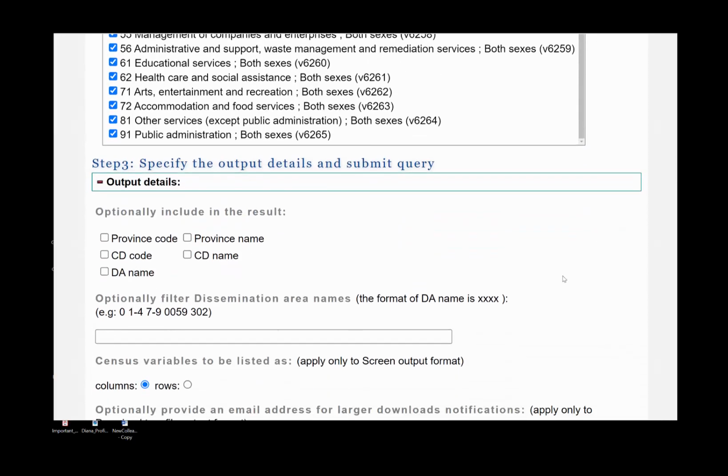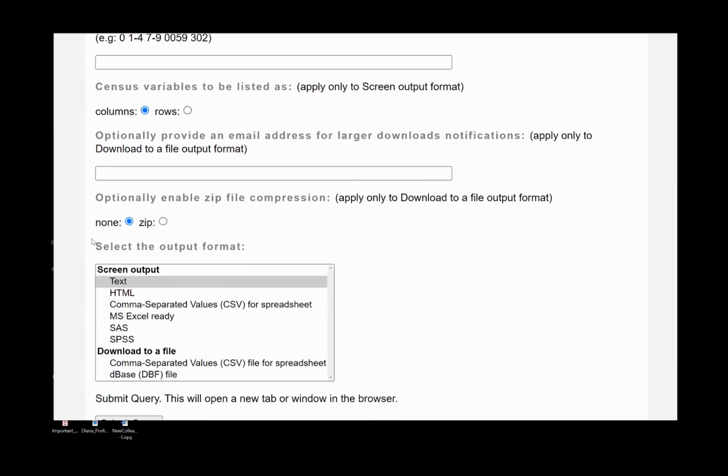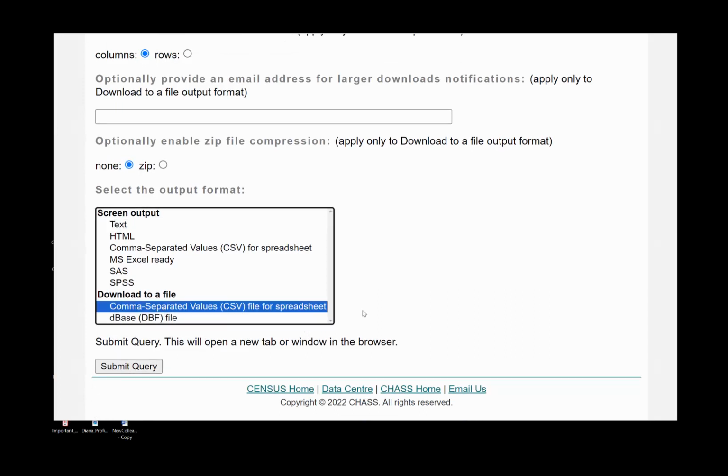So what do you want to output with? Well, because eventually you will match the data set with the spatial unit so that you can visualize the variables in a map. So the basic thing is to include the DA or the dissemination area name. Nothing to change. You want the variables to be in columns and you don't need it to be zipped. It's not a very large file. You can have a screen output, but I want it to be downloaded to a file that is comma separated so that I can open it up in Excel. Click Submit.